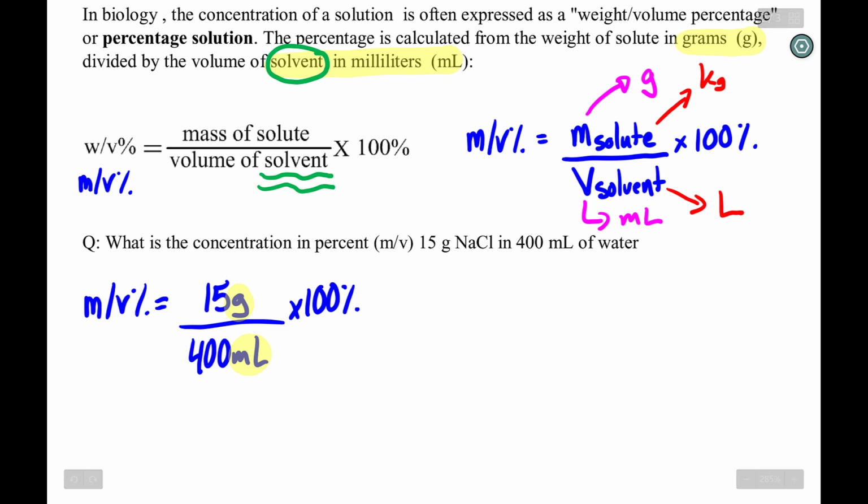That matches up nicely. So we got 15 divided by 400 times 100. And this would be 3.75% mass volume.